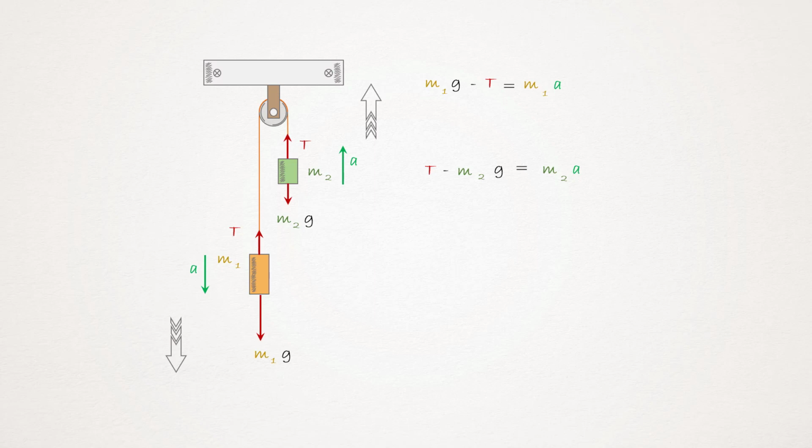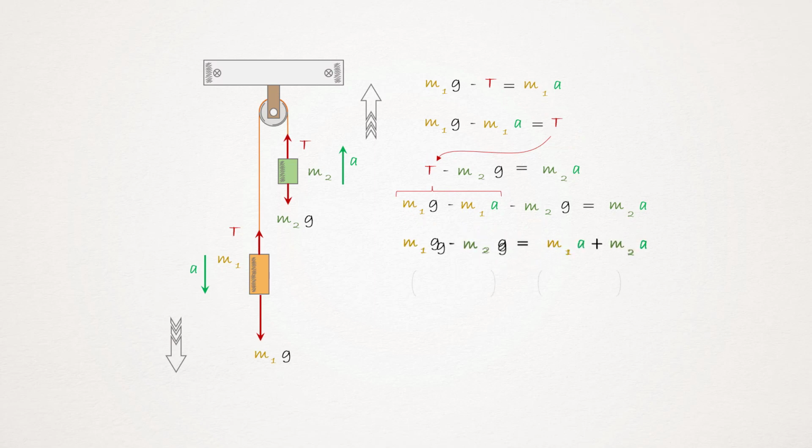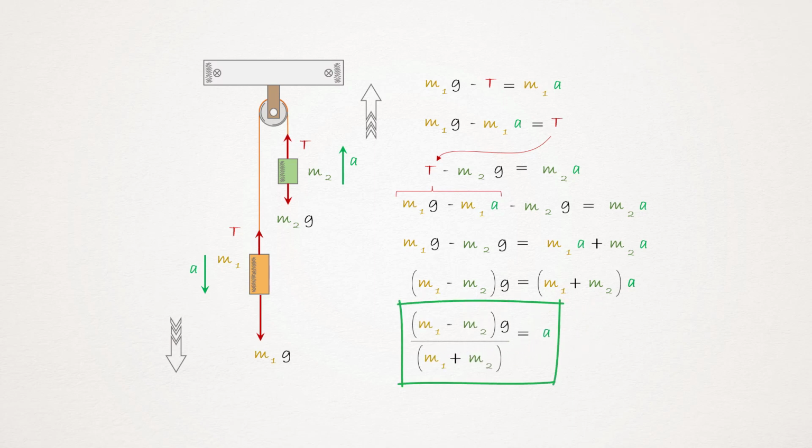This should not be difficult to solve for you. You take one equation, let's say the one for M1, then you solve for T and use that value for the other equation. After all, that T and this T are the same. We arrange the equation to solve for a. Now we factor a, and you might as well do it for g. We can divide by M1 plus M2, and here we have the magnitude of the acceleration.